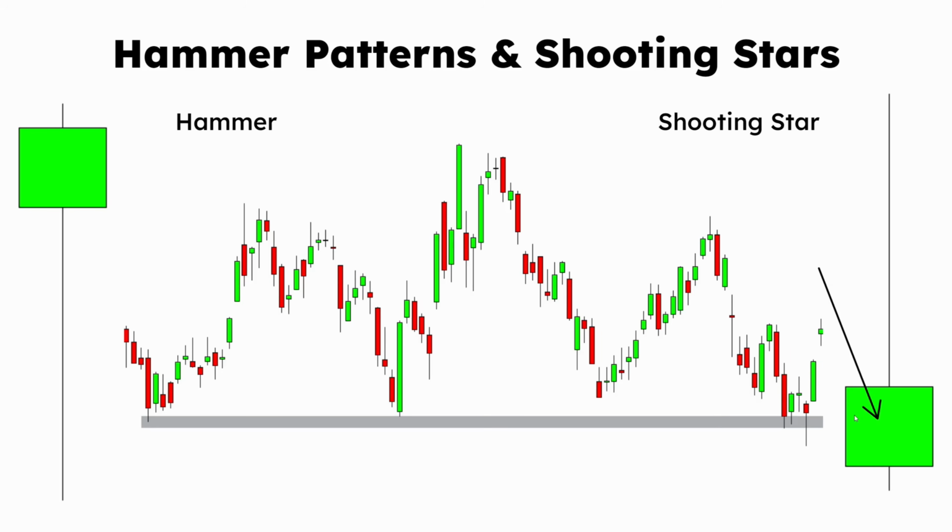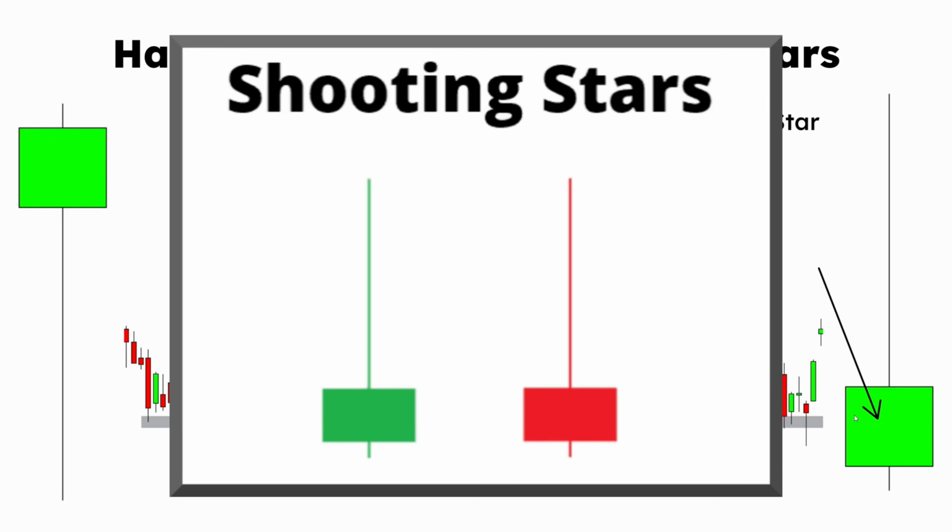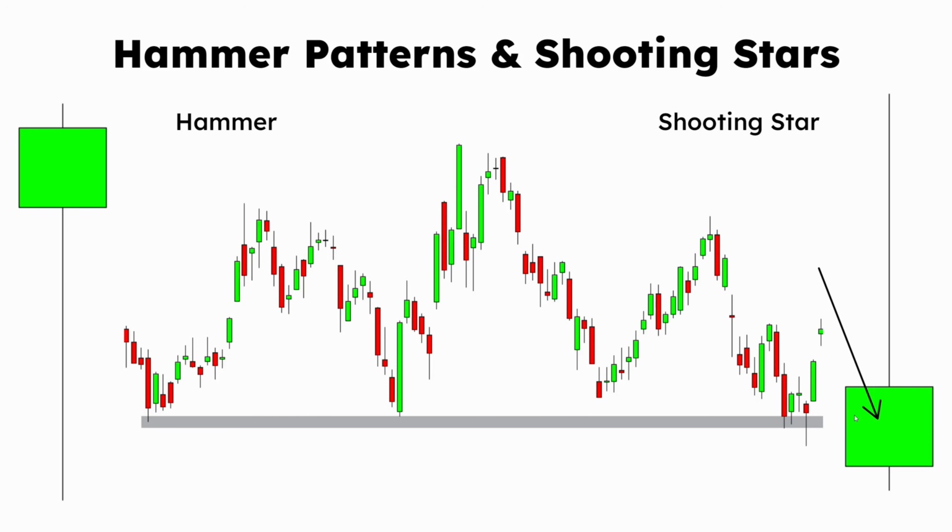The color of the body can be either green or red. Both of these colors create valid shooting stars. But you know, one could argue that a red color is a tiny bit more bearish, but it isn't super important. And because this is the opposite of the hammer, the shooting star is a bearish reversal pattern.